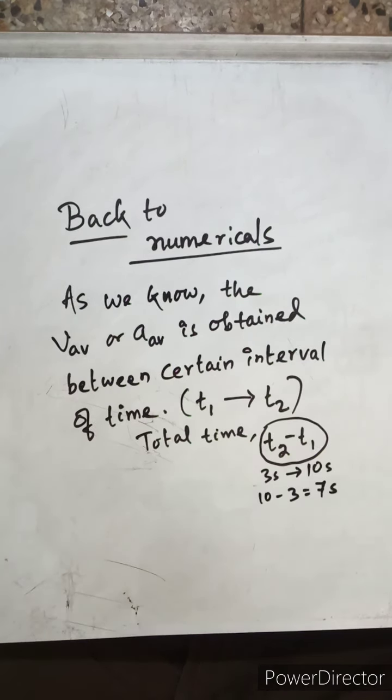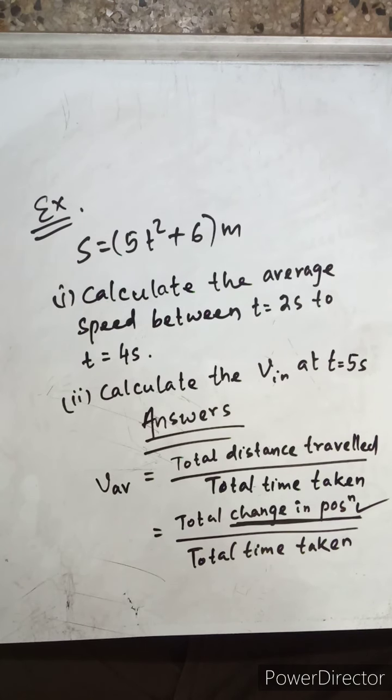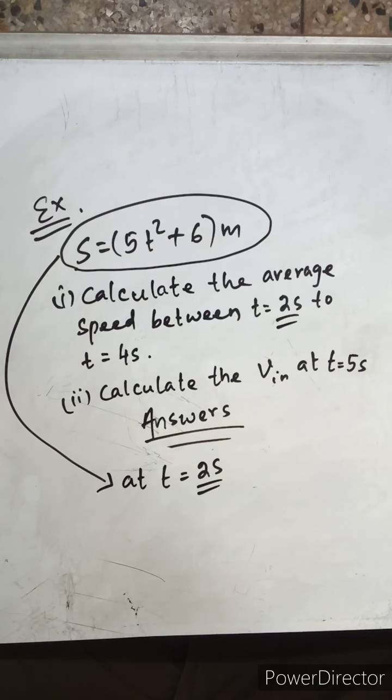Now we have to calculate the average speed between the time t equal to 2 seconds and t equal to 4 seconds, and then we calculate the instantaneous speed at t equal to 5 seconds. The first part is the average speed. As you know, the formula is total distance traveled by the total time taken, or the total change in position divided by the total time taken. So the change in position has to be obtained.